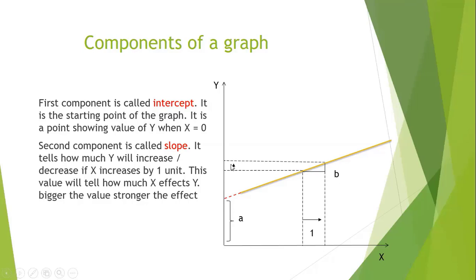B is how much y has increased. Okay, how much y has increased for 1 unit increase in x. So it's called slope or gradient. In mathematics, we call it gradient. Okay, or yes. So second component is our slope. It tells us how much y will increase or decrease. If it's a negative slope, graph it will decrease.